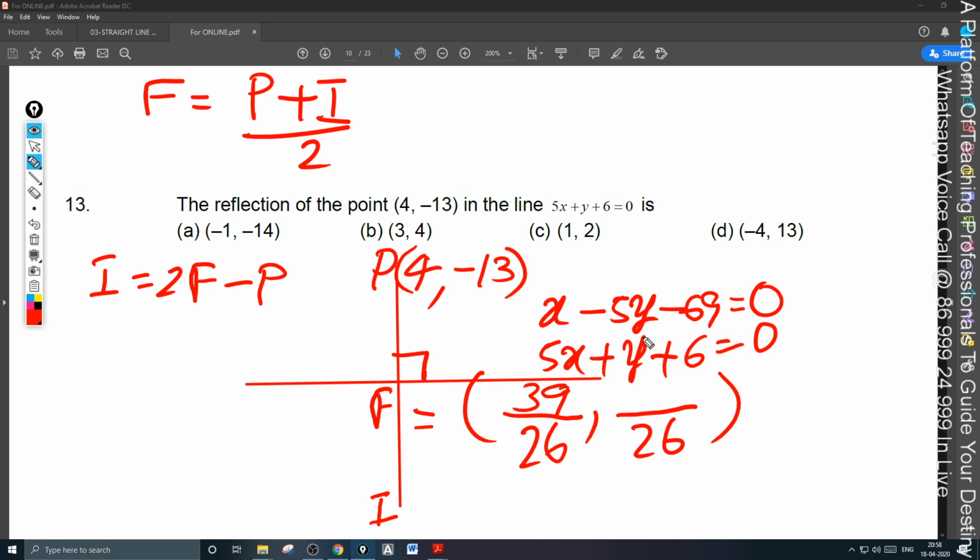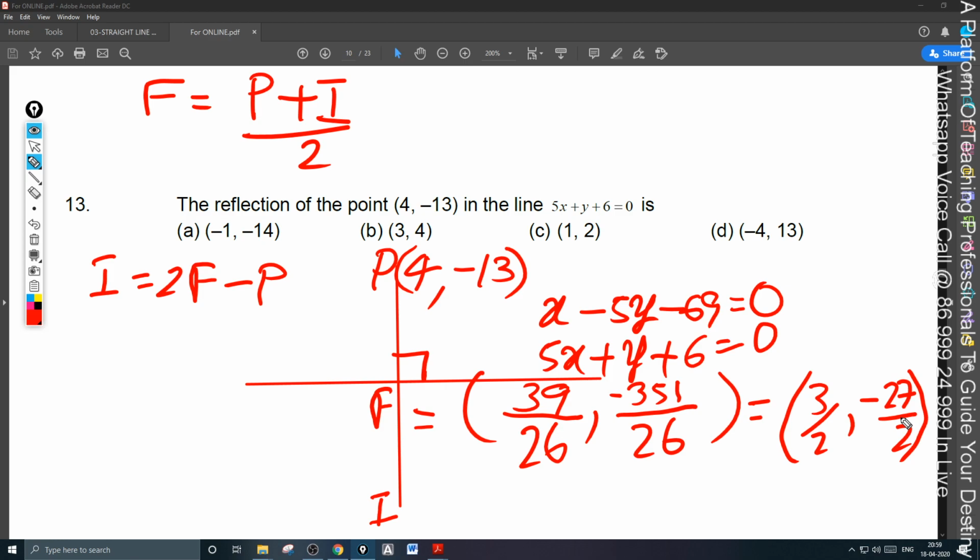And if you want the numerator of y, avoid y and cross multiply. Minus 69 into 5, minus 6. That is minus 345 minus 6, which is minus 351. So what is it now? 39 by 26 is 3 by 2, comma, minus 351 by 26, 13 twos are 26, and it is 27 by 2. I got the foot here: 3 by 2 comma minus 27 by 2.